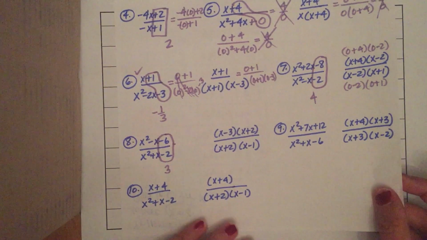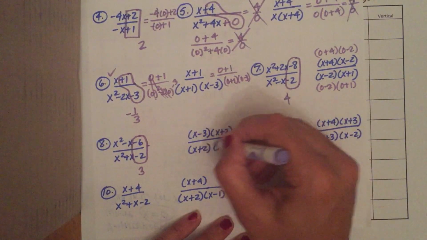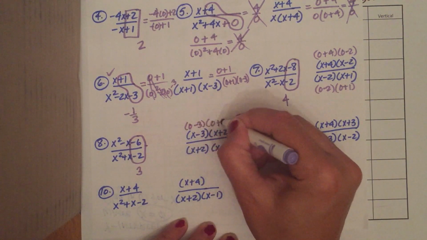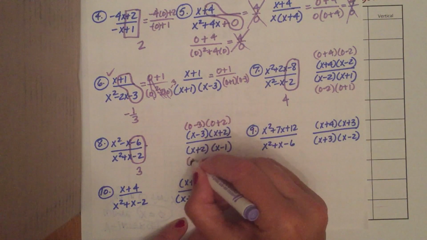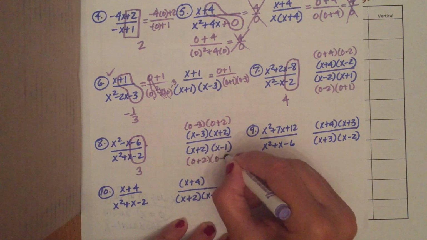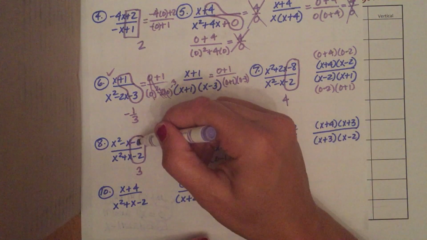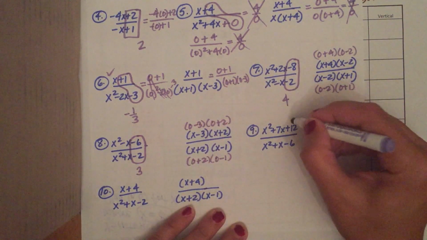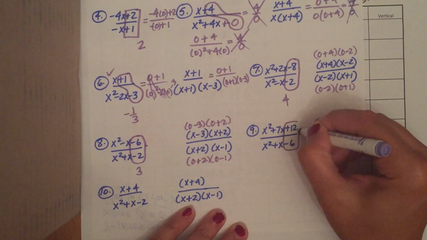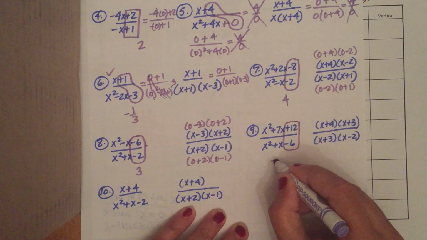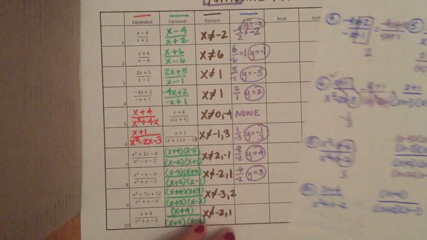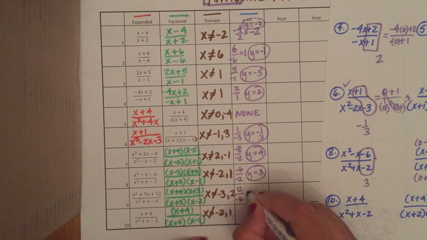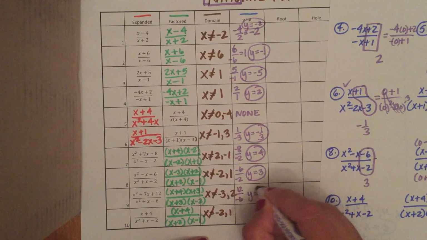Okay, let's look at number 9. Again, number 8, factored form, plug in if you want. You can do 0 minus 3 times 0 plus 2 over 0 plus 2 times 0 minus 1. Takes a little bit longer, but you'll end up in the same spot, negative 6 over negative 2. Number 9, let's look at expanded form. So I've got positive 12 over negative 6, which is negative 2. So positive 12 over negative 6, so my y-intercept is negative 2.